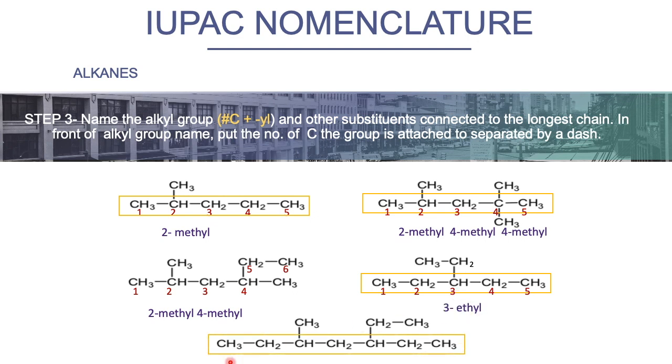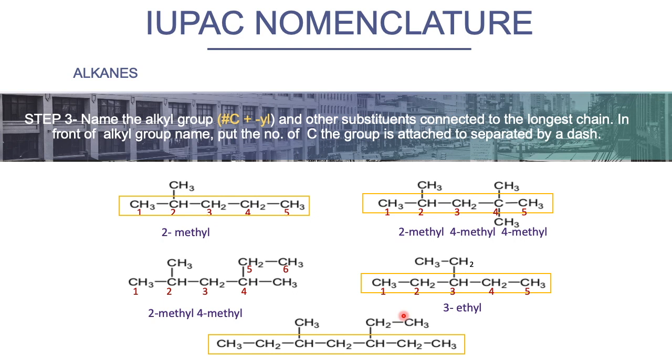For the last one, we have 2 kinds of substituents attached. One is a methyl group and second is an ethyl group. So if we were to number it from this end, it would have been 1, 2, 3, 4, 5, and here it is 1, 2, 3, 4, 5. So both ways you get 3 and 5 for both the substituents.